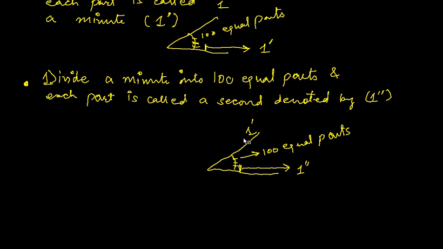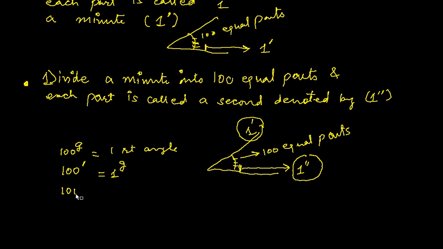It should be clear that this 1 minute has a different value in the sexagesimal system than in the centesimal system, and similarly with seconds. The notations for minutes and seconds are the same, but they have different values, of course, right? So in the case of the centesimal system, you have 100 grades equal to 1 right angle, 100 minutes equal to 1 grade, and 100 seconds equal to 1 minute. So this is what is there in the case of the centesimal system.